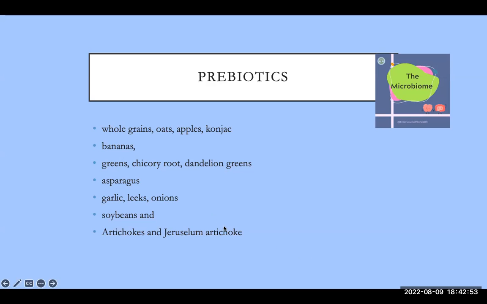Okay, so artichokes and Jerusalem artichoke. Artichokes and Jerusalem artichoke contain high amounts of fiber and inulin.